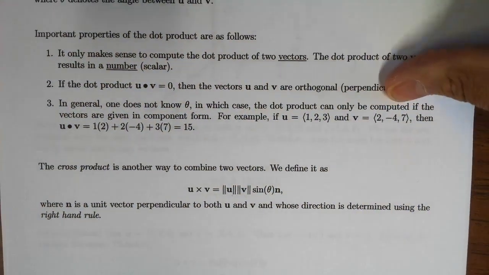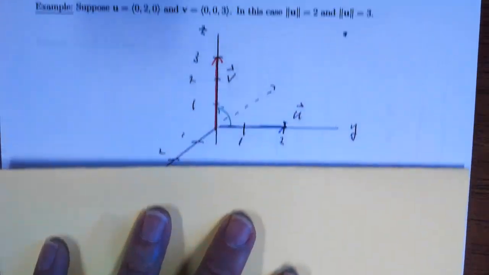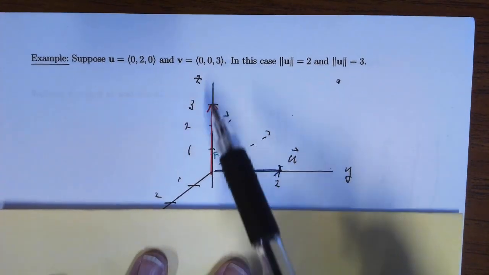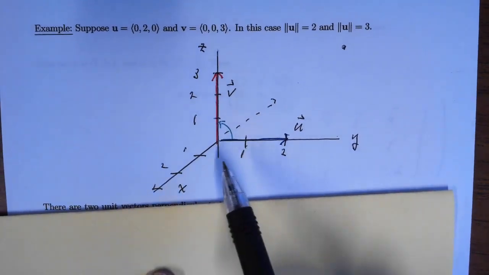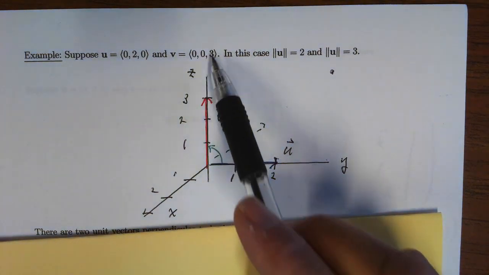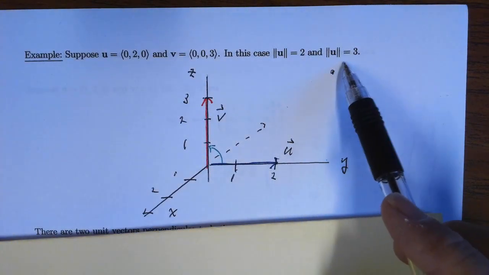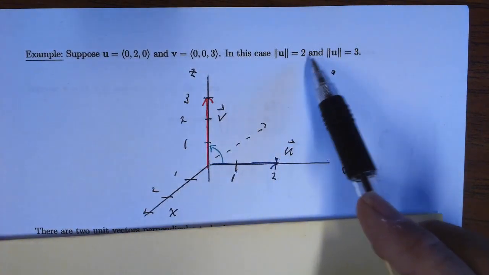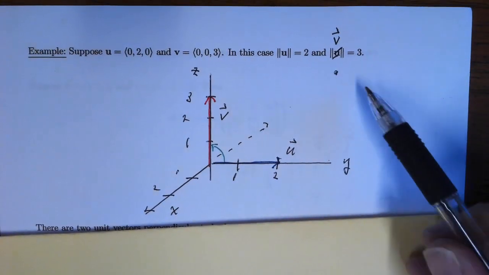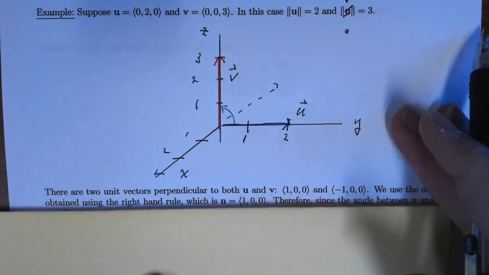Let's take a look at an example. Let's suppose that u is the vector 0, 2, 0, and v is the vector 0, 0, 3. So with my wonderful graph here, the vector u points out 2 units along the y-axis. The vector v points 3 units up the z-axis. The length of u is 2, the length of v is 3. And we know the angle separating u and v is pi over 2, or 90 degrees.